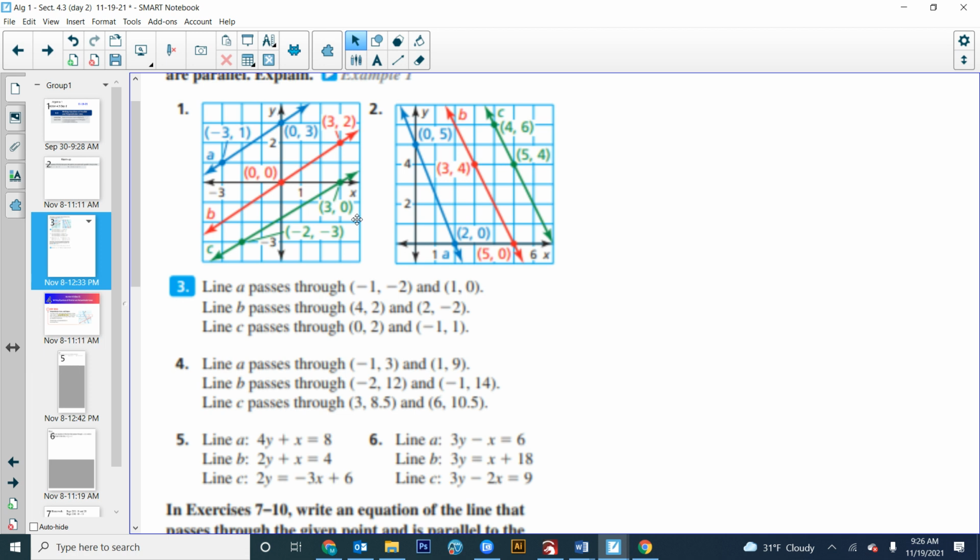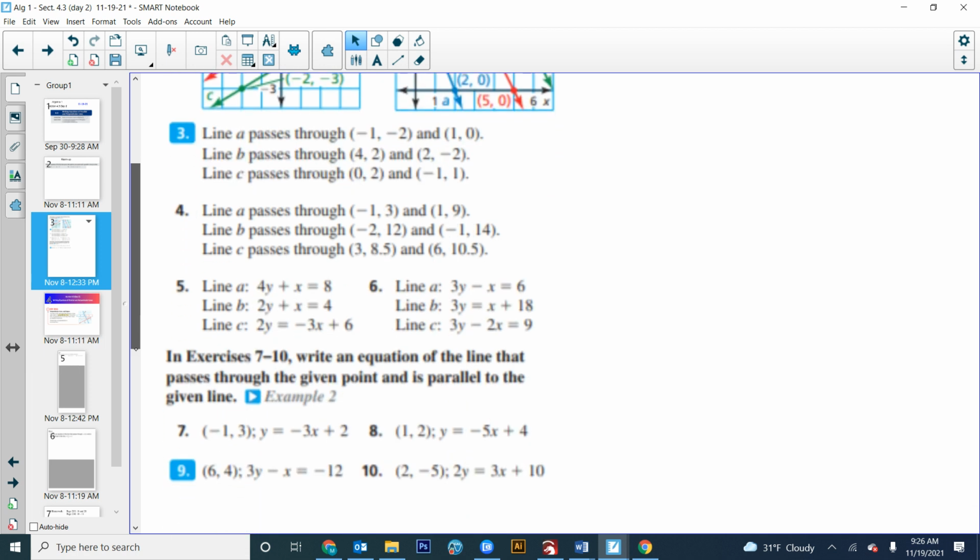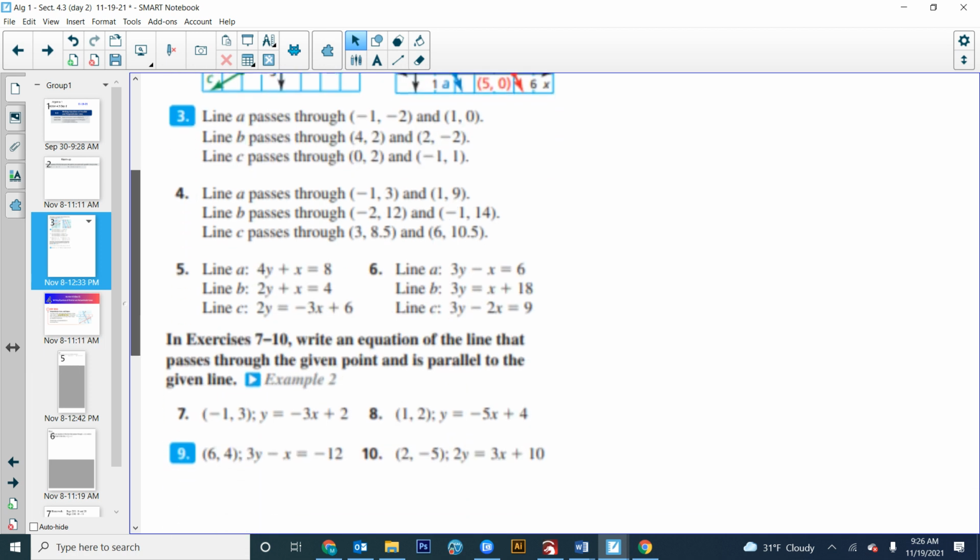All right. You can use the slope formula if it's just points. If it's a graph, I would just count. Any on the homework you'd like to ask about? What should you be careful of if you see a line written like number 5? What should you be careful of when you go to find the slope?